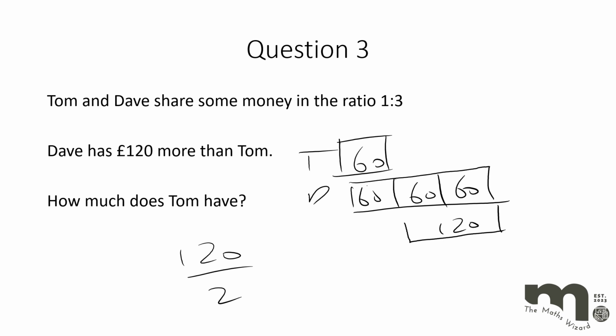So with this topic, with the ratio with the difference, it's just looking for keywords, looking for words like more, less, fewer, things like that. And that will indicate to you that you've got to use the difference between the numbers in the ratio to figure out one part. So really read those wordy ratio questions very carefully.